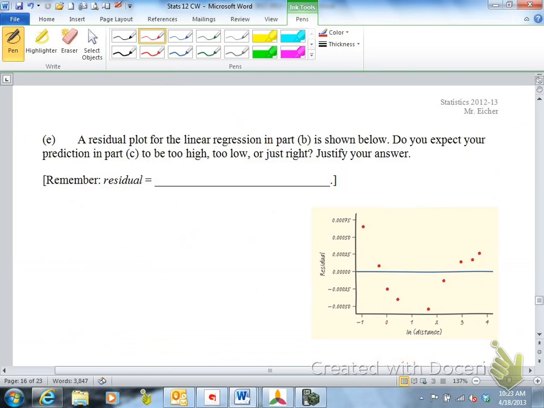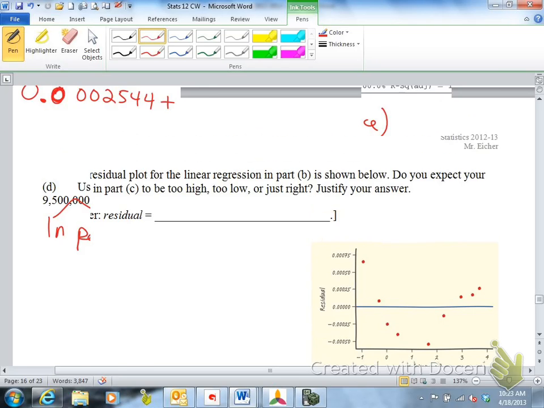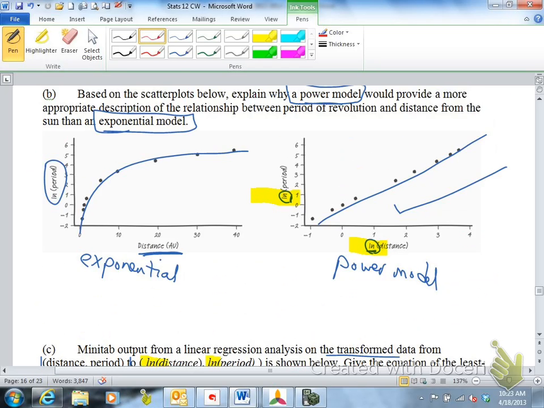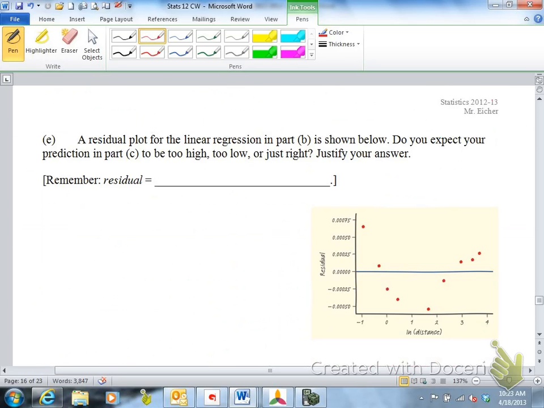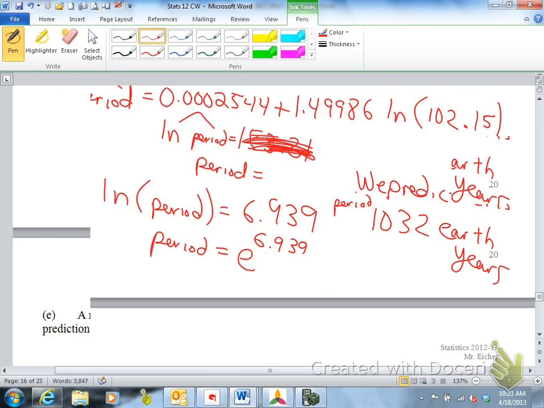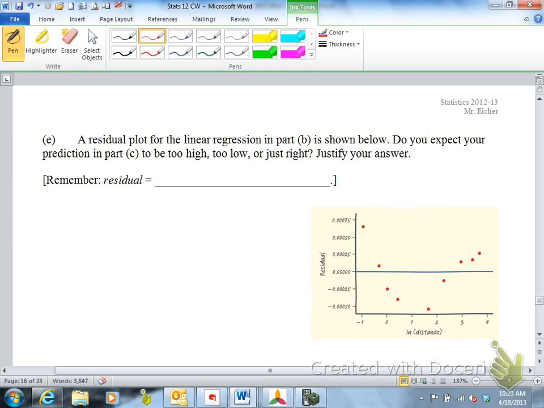Last question is, the residual plot is down here, given for the linear regression in part B. So this one. Do you expect your prediction in part C, our prediction was 1032, to be too high, too low, or just right? So 1032 is our prediction, Earth years.